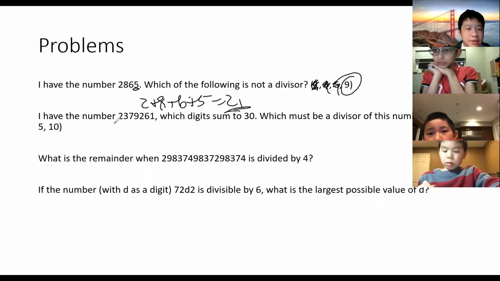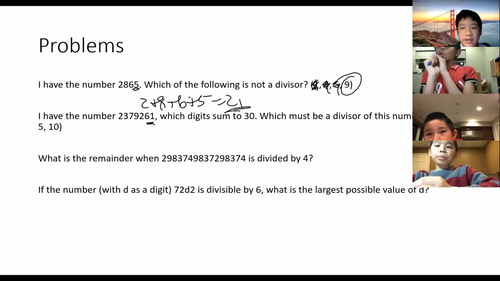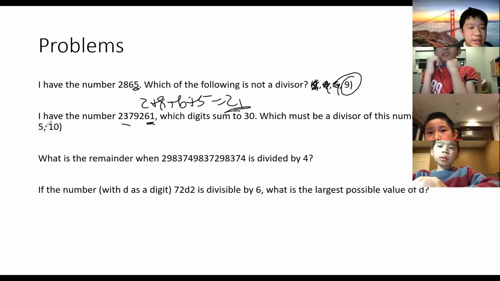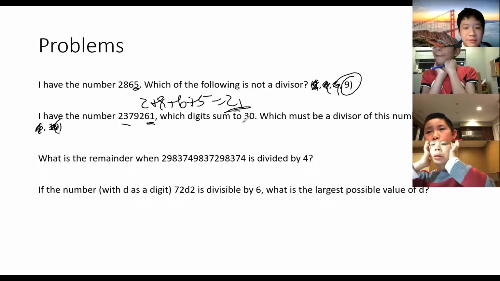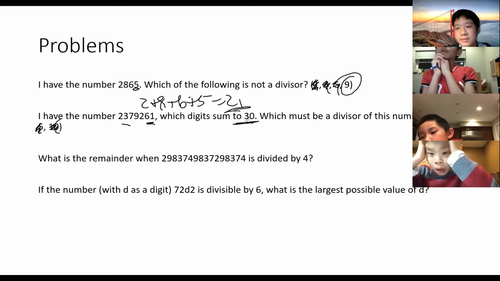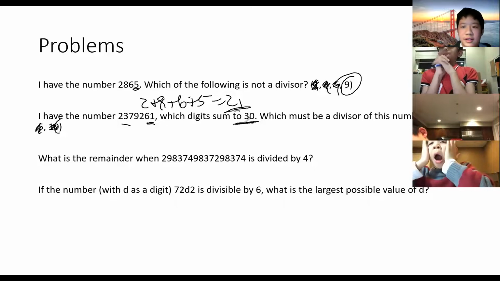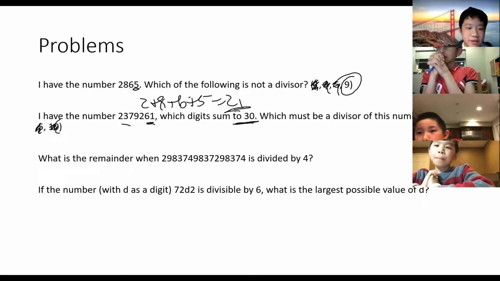Next problem, I have the number 2379261, whose digits sum to 30. Which must be a divisor of this number? Okay, the first thing I know is that this number is odd. No way it's 2. And also, it doesn't end in 5 or 0. So it can't be either of these. It's 3. Right? And we can confirm this by seeing how 30 is a multiple of 3, and therefore it satisfies the condition for 3.